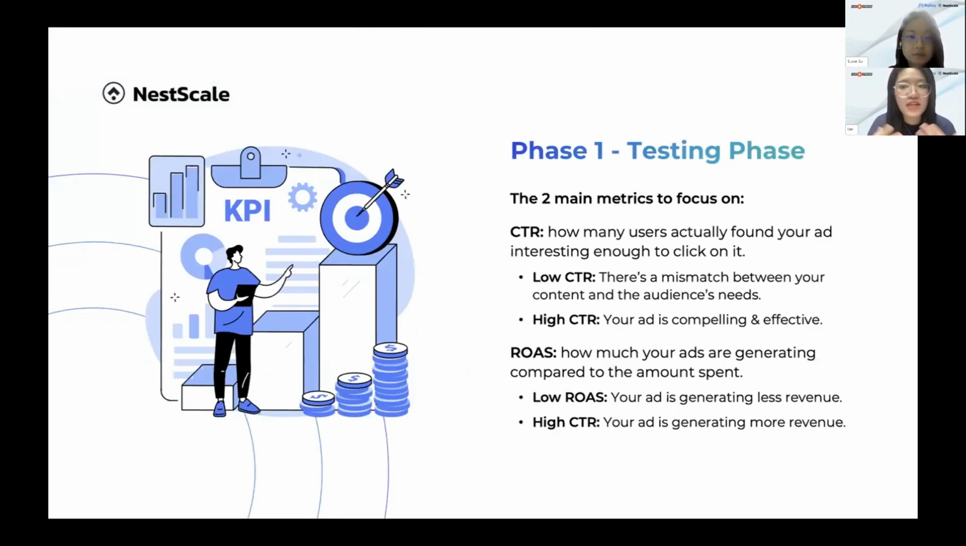In the testing phase, I would mostly focus on CTR and ROAS. Once you settle on an ad idea, now it's time to test whether it will resonate with your audience. Your CTR will tell you how many users actually found your ad interesting enough to click on it. And your CTR result will also signal how engaging and relevant your content is to your audience. A low CTR might indicate that there's a mismatch between your message and the audience need. On the other hand, though, a high CTR usually signals that the ad is compelling and effective.